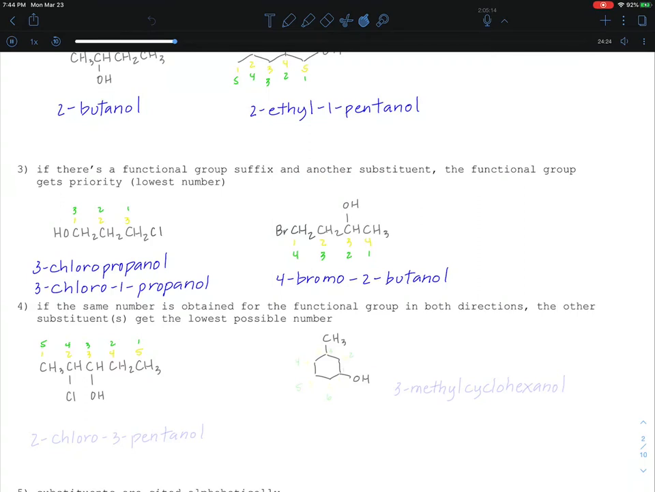Well, since I got a 3 in both directions and I have another substituent, I'm going to give that substituent the lowest possible number. So if I take the green path, the chloro group ends up on the fourth carbon. If I take the yellow path, the chloro group ends up on the second carbon. So I'm going to go ahead and take the yellow path, and that puts 2, sorry, I was looking at the hydroxyl group, 2-chloro, and then 3-pentanol.